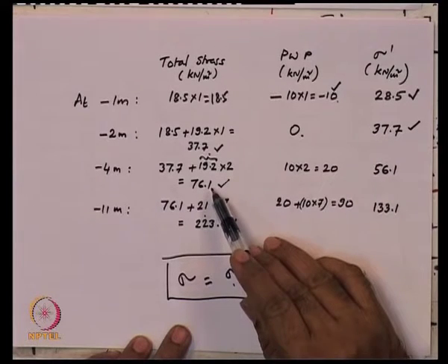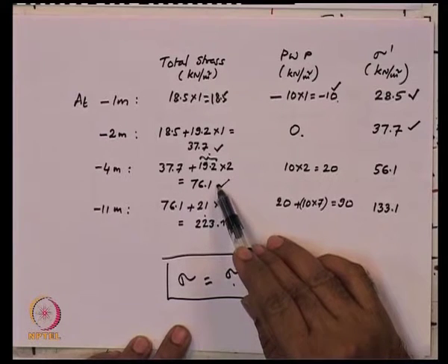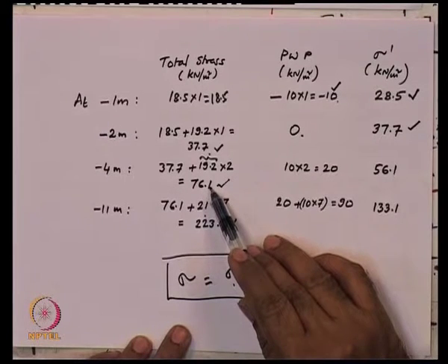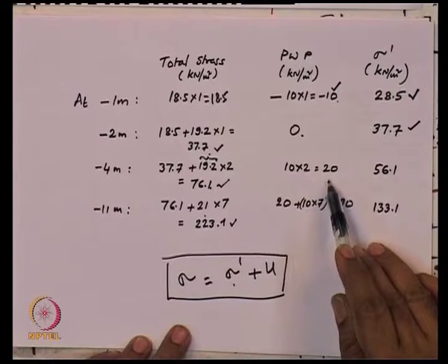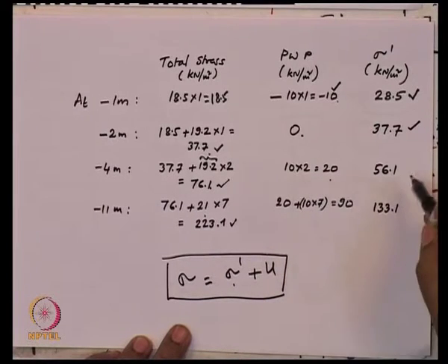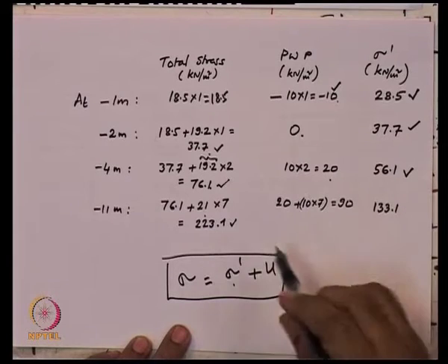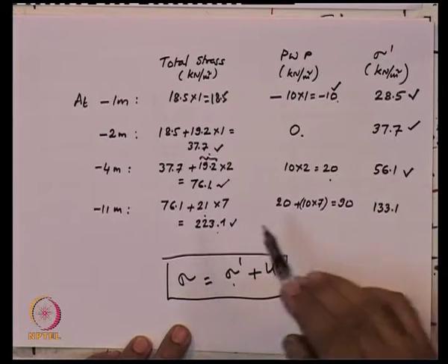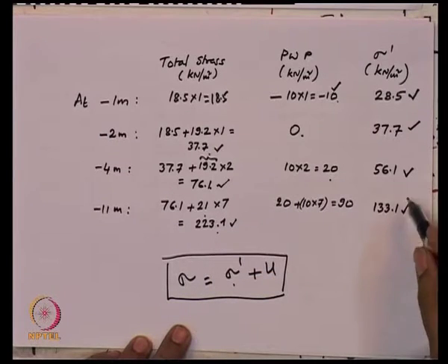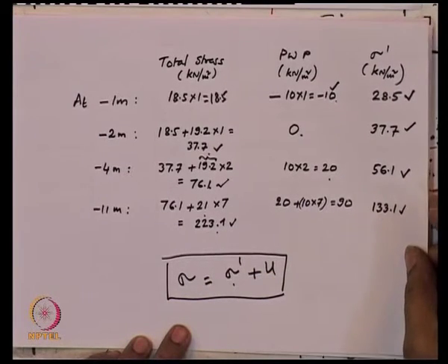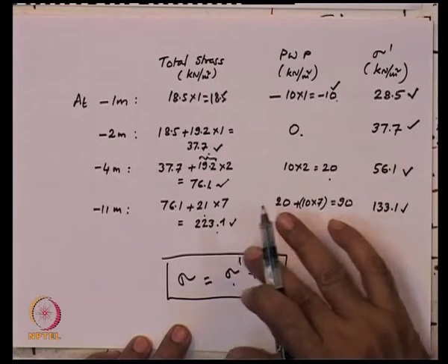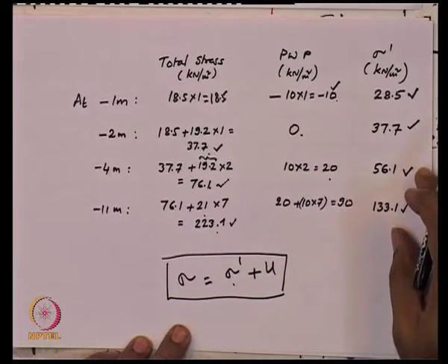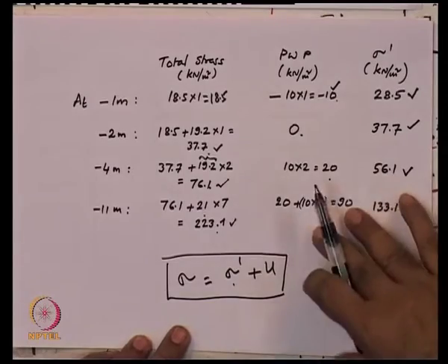And at level 3-3, that is at the point elevation of -4 meters, 76.1, that is total stress, minus pore water pressure, which is positive here, which is 20, comes to 56.1 kilopascals. And in case of -11 meters, 223.1 minus 90 is 133.1 kilopascals. So what we have done is that total stress, pore water pressure and effective stress have been calculated at each level, and the diagrams are obtained like this.